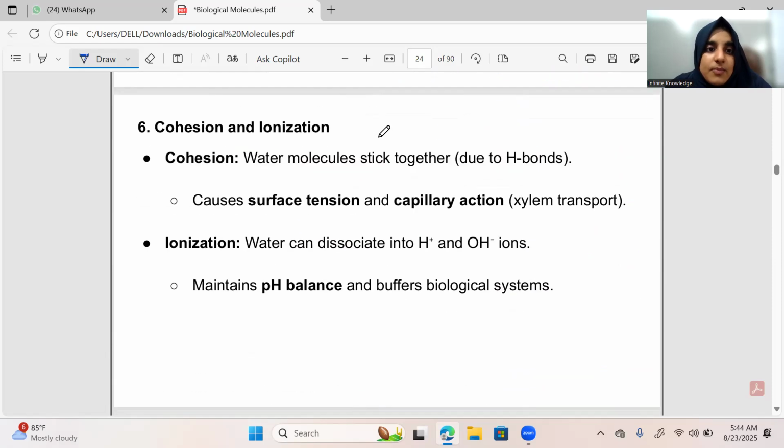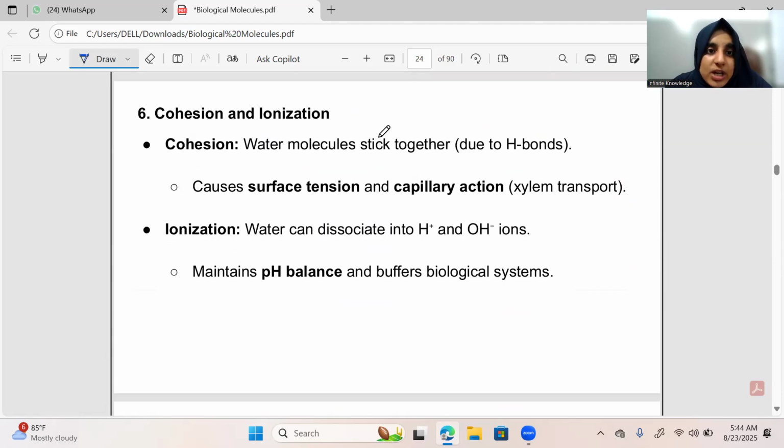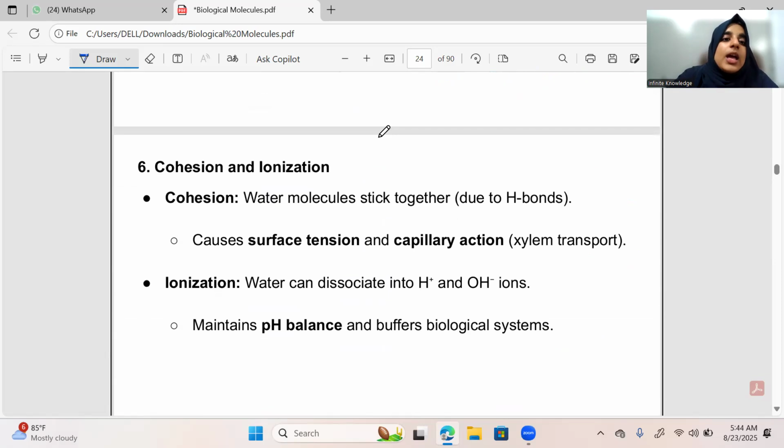Okay. Next, we have cohesion and ionization. Okay, so what is cohesion? Cohesion and adhesion means that water molecules basically stick together. This leads to capillary action, that is xylem transport. Xylem is a very sturdy sort of structure in the stem that helps in the transport of water from the root to the leaf.